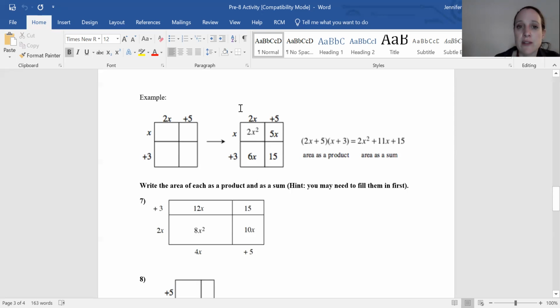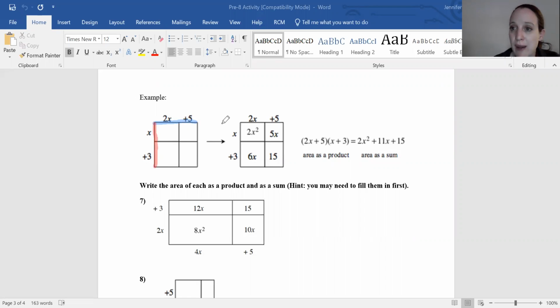So notice on this example here, you have 2x plus 5 right here. Well, that means the base is 2x plus 5, but I don't have to write out how many x squareds I actually have, how many units I have. I can just say my base is 2x plus 5. I don't need to write out all the individual tiles. And my height is x plus 3. So how do you fill it in?